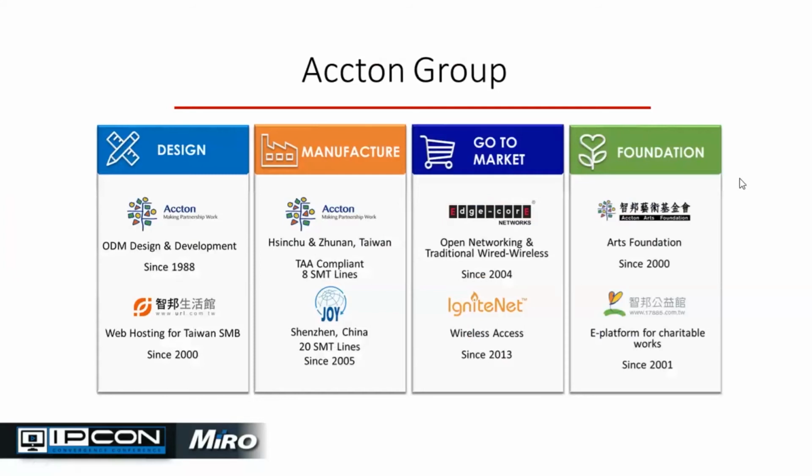So two familiar ones that you'll see here: EdgeCore Networks itself, which is open networking and traditional wired and wireless solutions, but also IgniteNet. I don't know if any of you joined the previous IgniteNet presentation, but that's typically your outdoor wireless equipment. They've got some really cool stuff operating on 5 gigahertz, 60 gigahertz, and so forth. So those are both under the Acton group. Although they have different brand names, they come essentially from the same place.